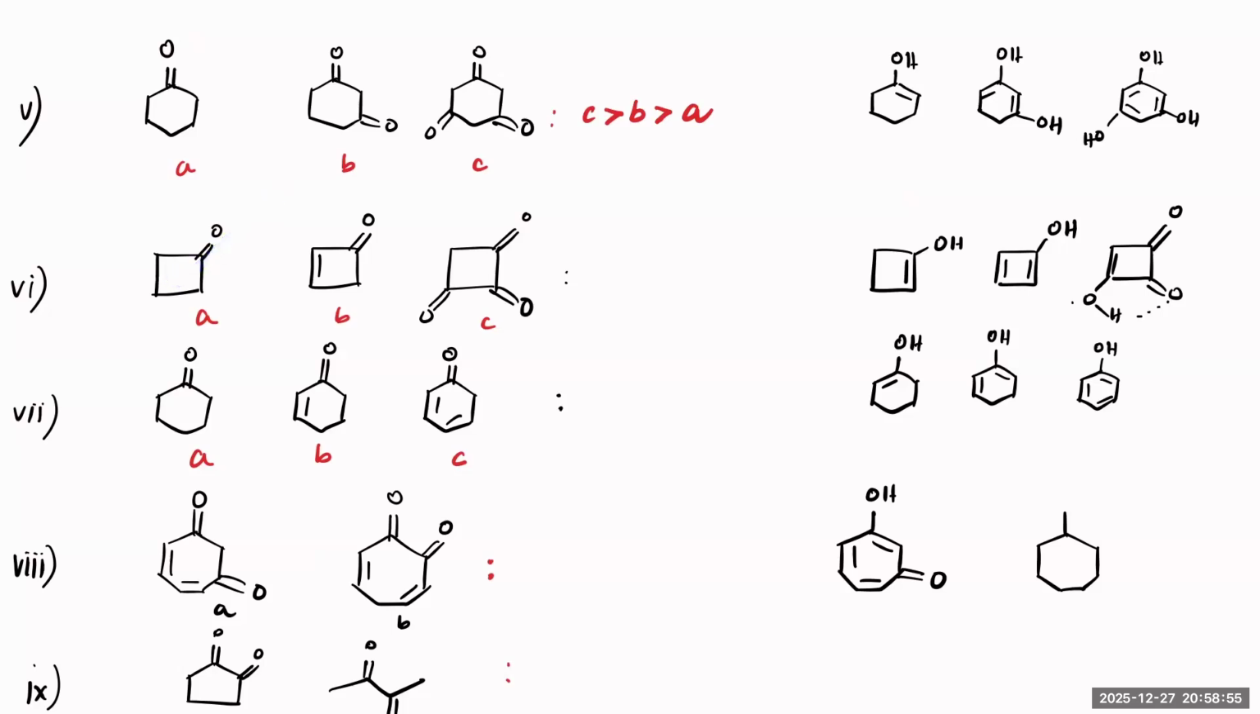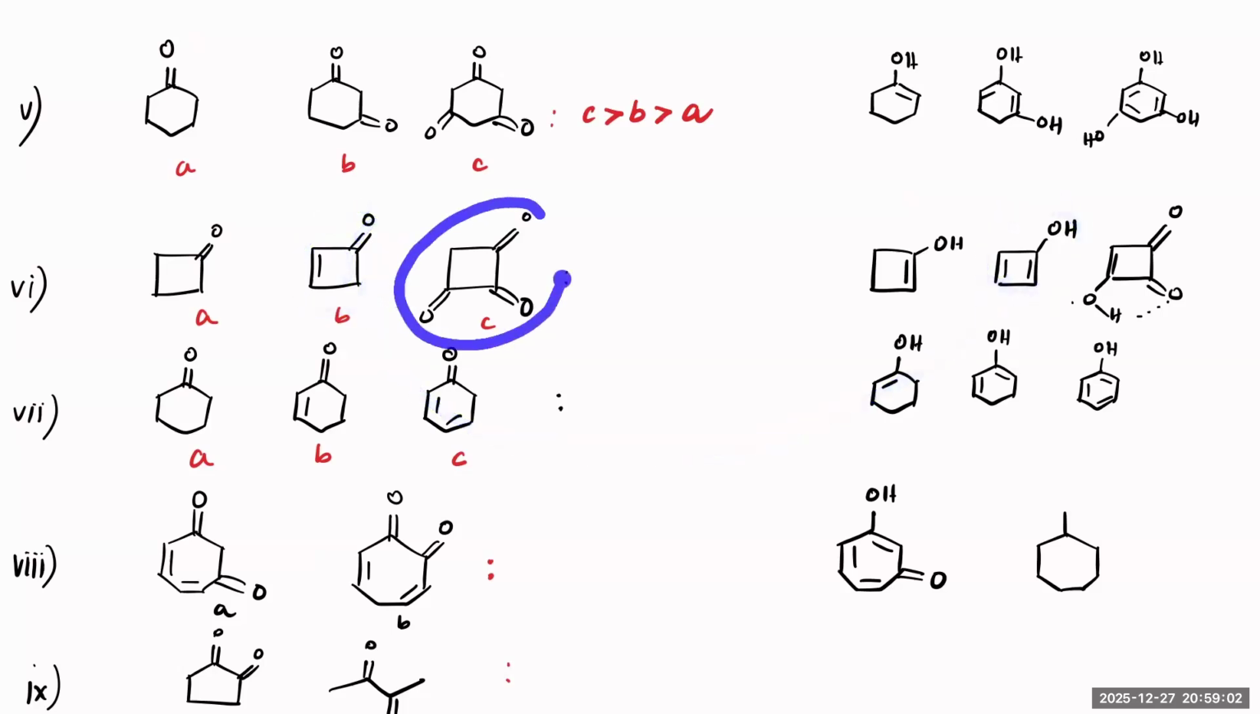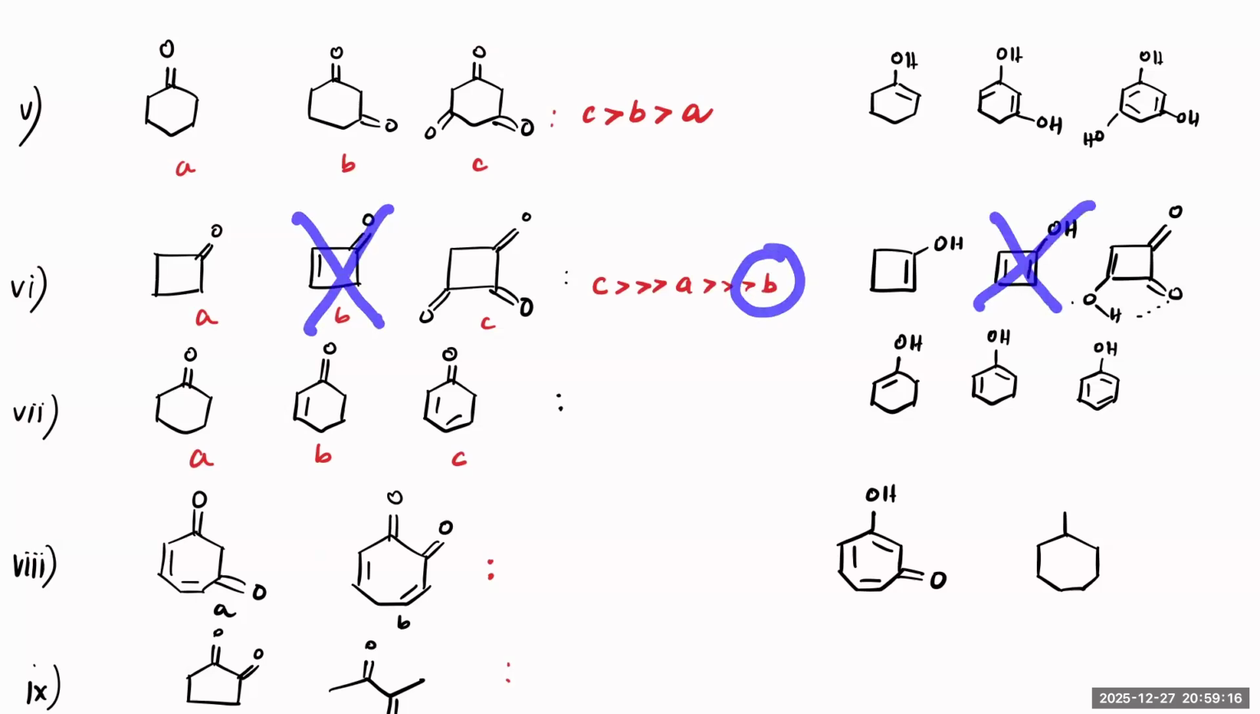Here this has enol. Here for this enol, it is becoming anti-aromatic. But for this enol, the ring is becoming aromatic with hydrogen bond. So C is far, far better than A, and A is far, far better than B, because B will never exist in the enol form. It will only exist in the keto form. Okay.